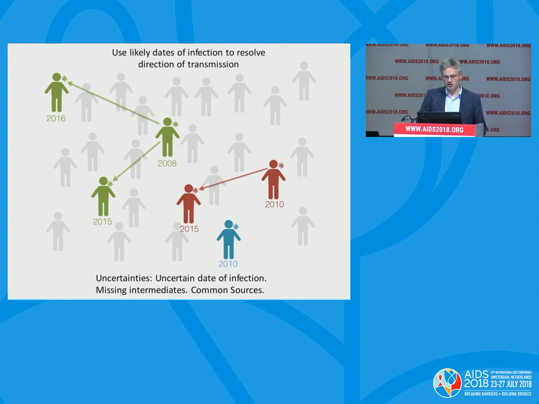There are many uncertainties when you do this. You typically have an uncertain date of infection. When you draw these arrows, you don't know if there are missing intermediates, and it's quite hard to rule out the possibility that there are common sources to the cases. Those uncertainties are important if you're thinking about this on a forensic basis, but for epidemiology, you only need to be right most of the time in order to derive epidemiological covariates. So here I've shown likely dates of infection for the individuals in this graphic.